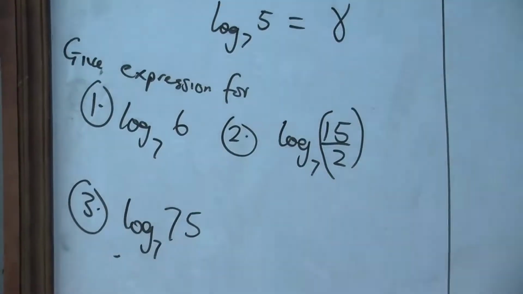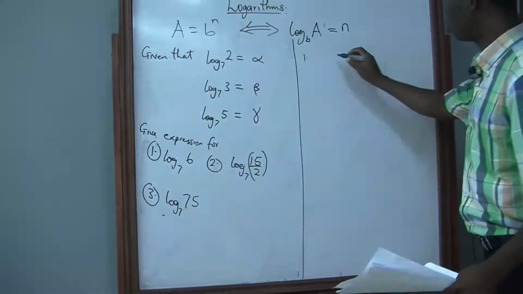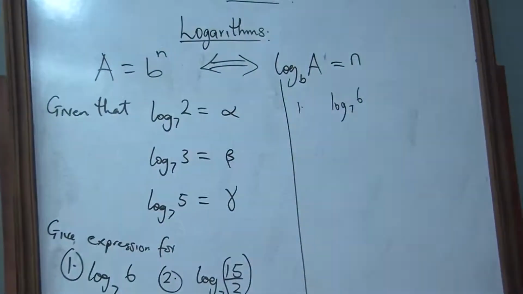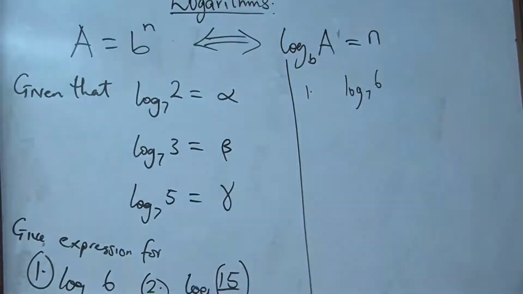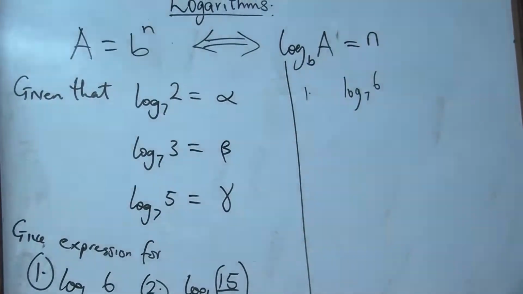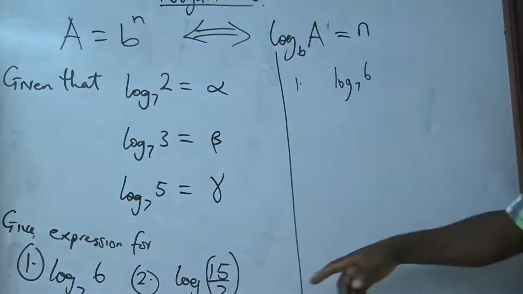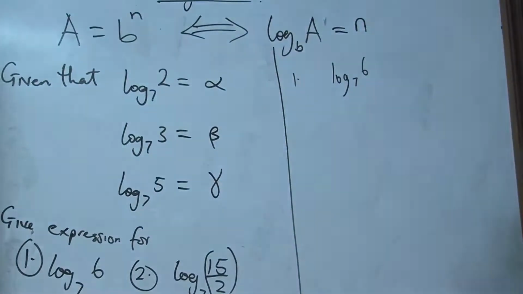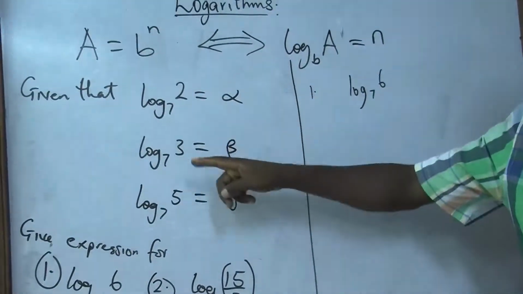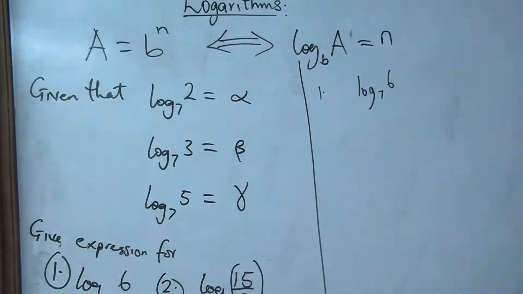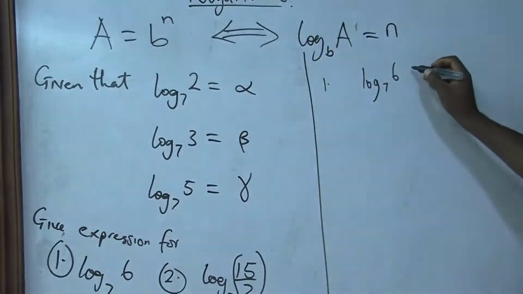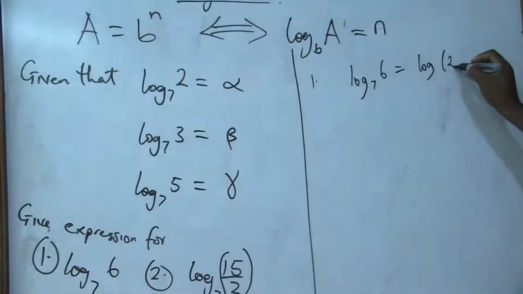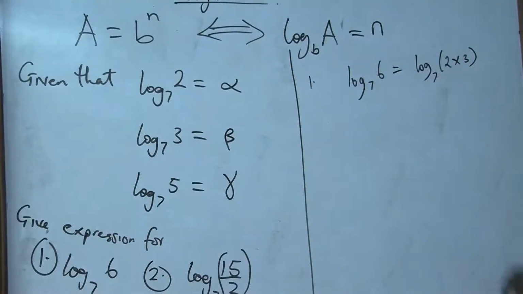Number 1, the first one we have there, it says log 6 in base 7. And looking at what we're given, we do not have anything 6 there. What we just need to look for now is, from what we're given, what can we actually put together that will give us 6? We're given 2, we're given 3, we're given 5. Now, clearly you will see that this is the same thing as saying log, instead of 6, we have 2 times 3. Is that correct? In base 7.